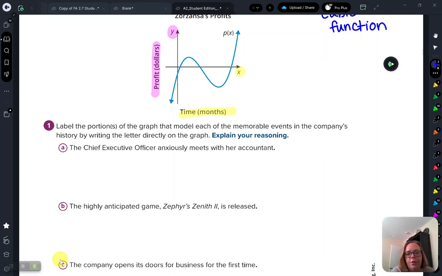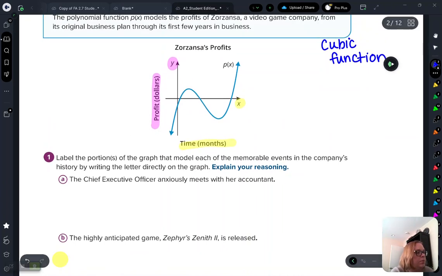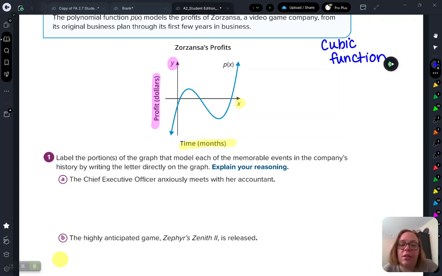All right, let's start with the first one, A. The chief executive officer anxiously meets with their accountant. This has got to be a point where they're not making as much money. Things are starting to turn around in a bad way. Essentially, you want to look at when profits are starting to decrease, and so I would put it on the downslope here.